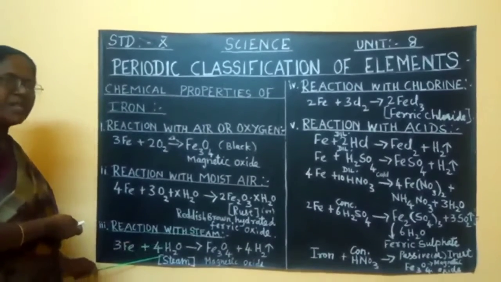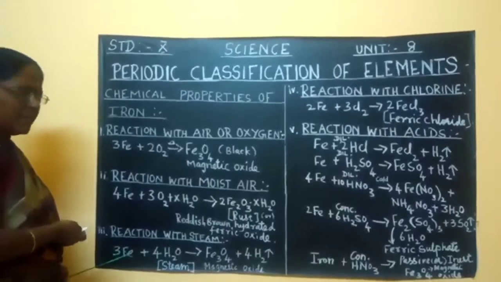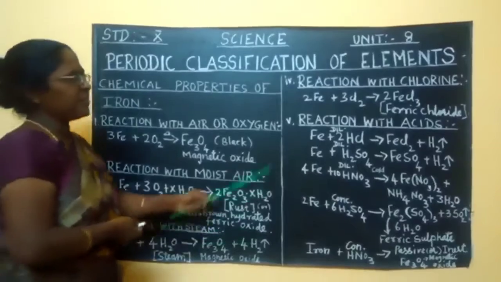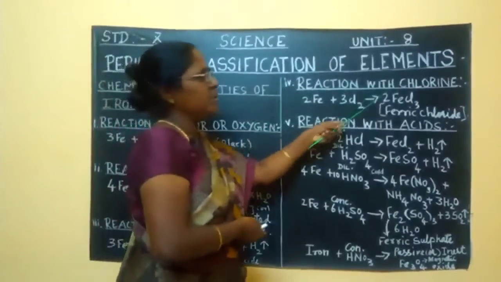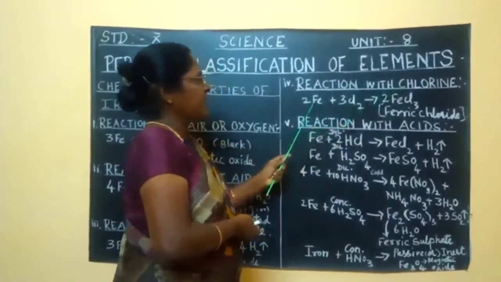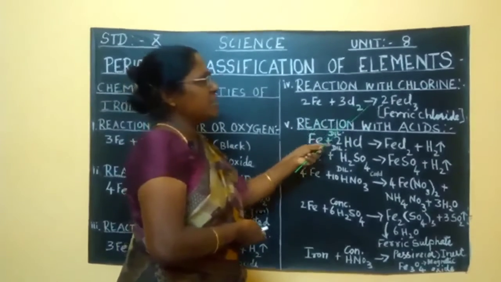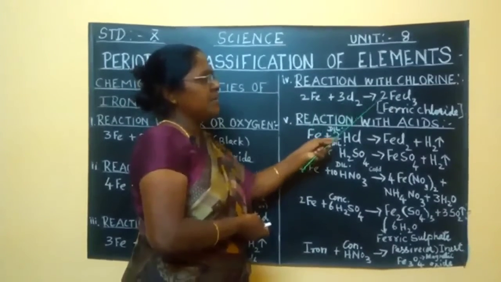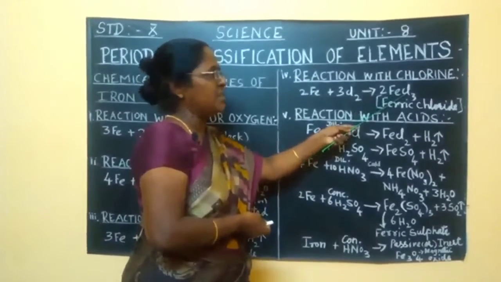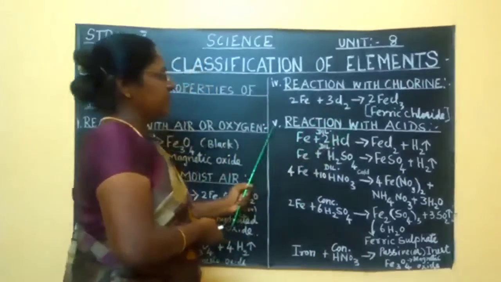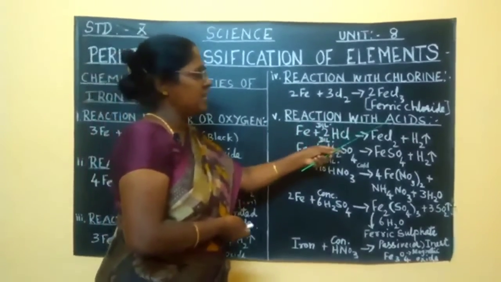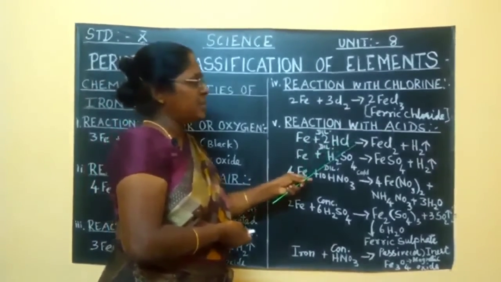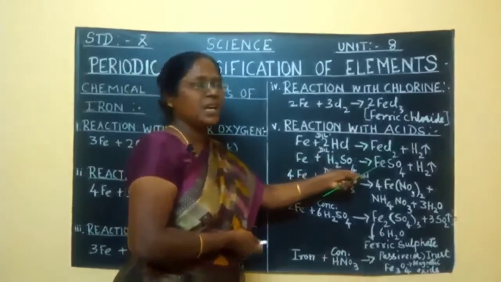When steam is passed over red hot iron, it is producing magnetic oxide plus hydrogen. The fourth one is reaction with chlorine. Chlorine is a halogen. Iron is reacting with chlorine. It is producing ferric chloride. Fe plus Cl2 gives FeCl3. FeCl3 means ferric chloride. The fifth one is reaction with acid. Iron is reacting with dilute hydrochloric acid. It is producing ferrous chloride plus hydrogen.